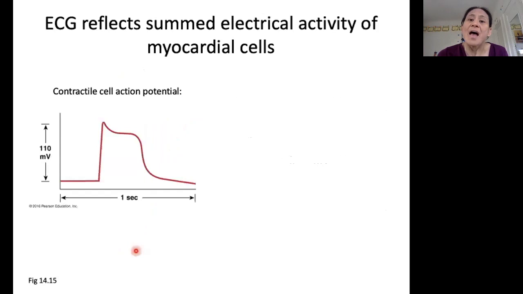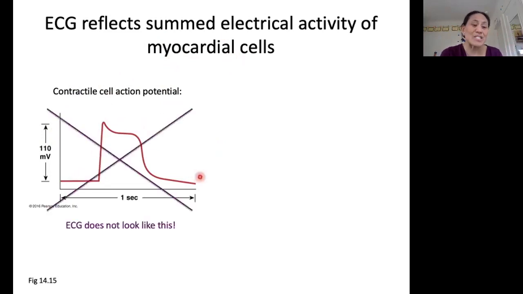Let's talk about what an EKG trace looks like, with a little bit of a prelude. Basically, an EKG or ECG reflects the summed electrical activity of the myocardial cells, both the pacemaker cells and the contractile cells. If we look at this contractile cell action potential, this is just a reminder of its shape. I just want to point out that an EKG does not look like this.